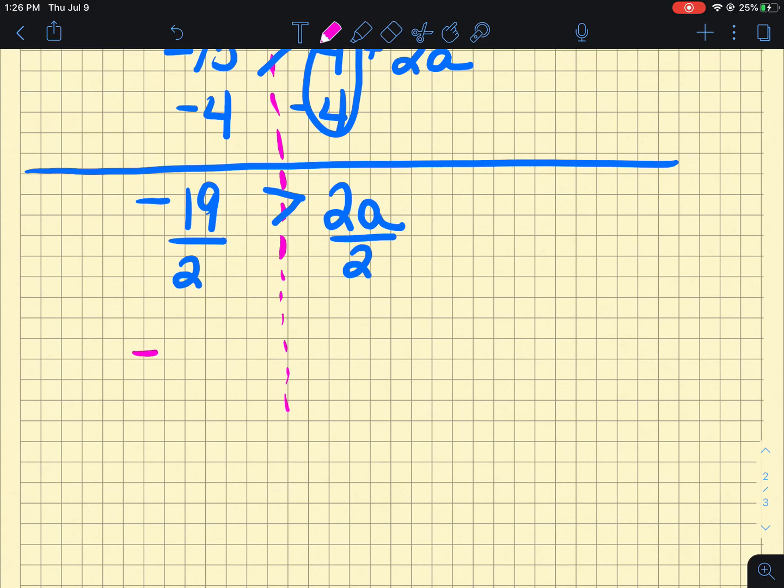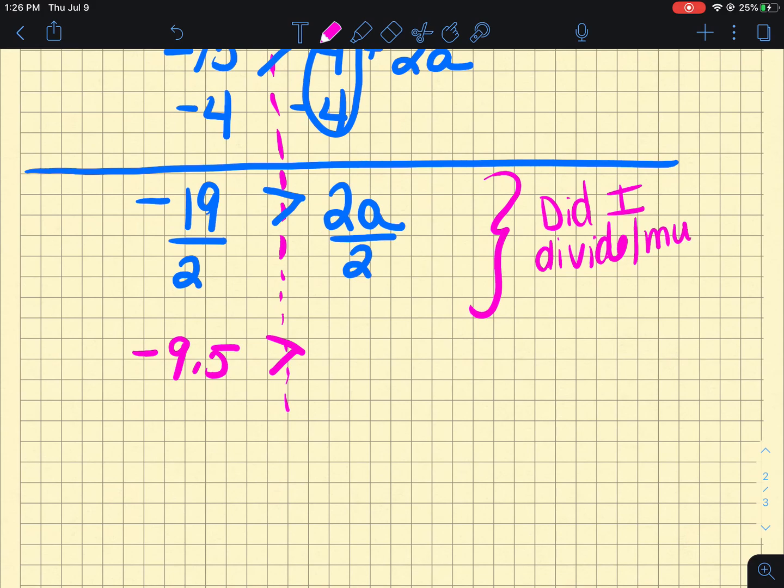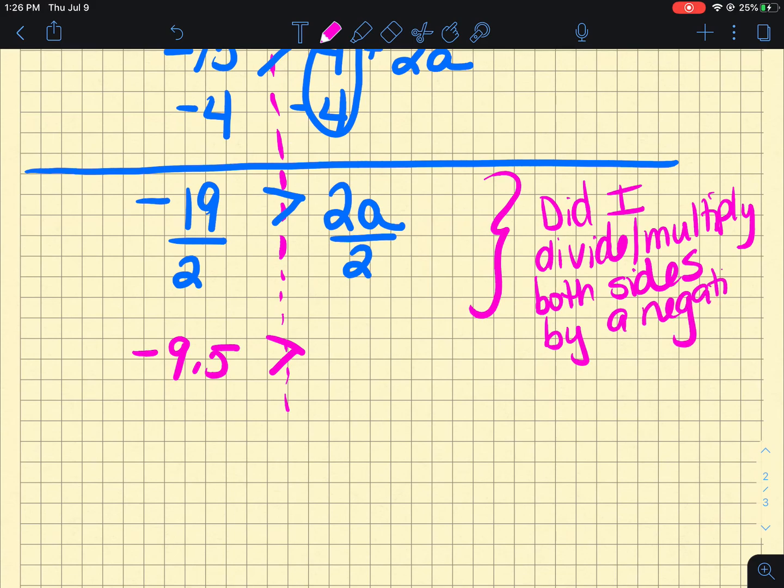So this would be negative 9.5 is greater than. Now, before I move on, did I subtract? This is the step. Did I divide or multiply both sides by a negative? If the answer is yes, I have to flip the symbol. If the answer is no, I don't have to. In this case, the answer is no, and so I don't have to flip my symbol. I can keep my greater than.